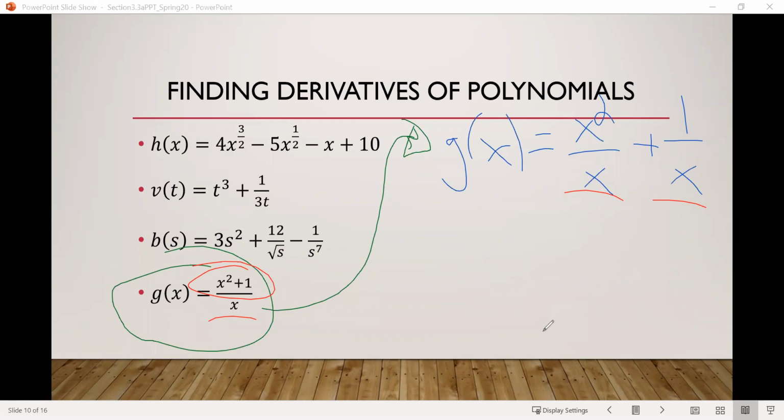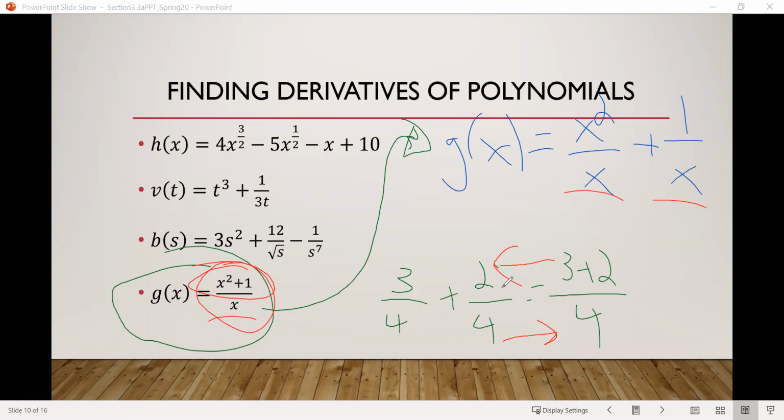If we have two fractions being added together, like 3/4 plus 2/4, we can add those together because they have the same denominator, which would give us 5/4, but that's really the same as 3 plus 2 over 4, right? Remember, equality is something that goes two ways. So if we can go from the left to right to show that 3/4 plus 2/4 equals 3 plus 2 over 4, it should go the same other way and say that 3 plus 2 over 4 should be 3 over 4 plus 2 over 4. And that's essentially what we're doing here. We have this x squared plus 1 over x. We're breaking it apart, doing the opposite like we did here, to get x squared over x plus 1 over x. Okay?